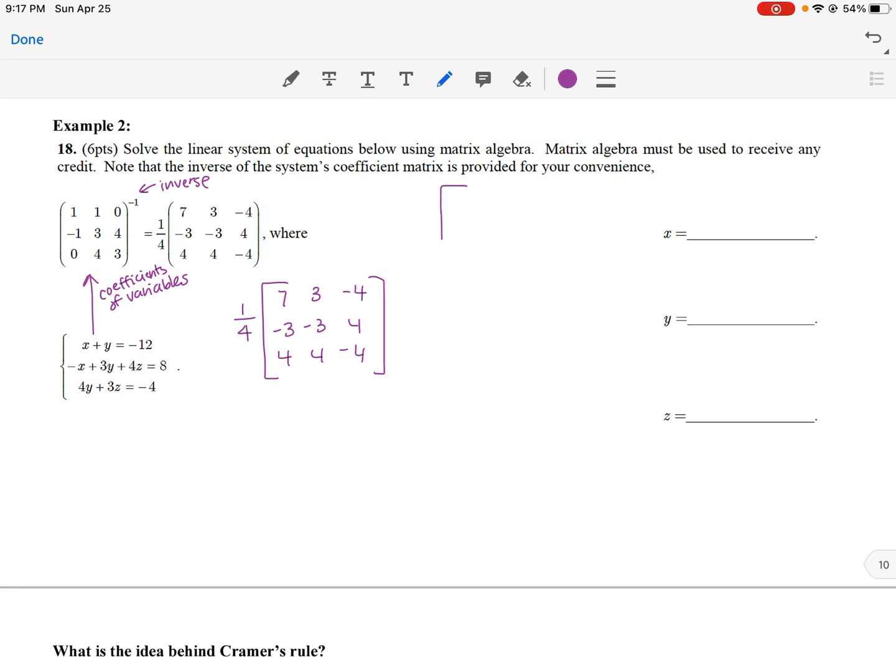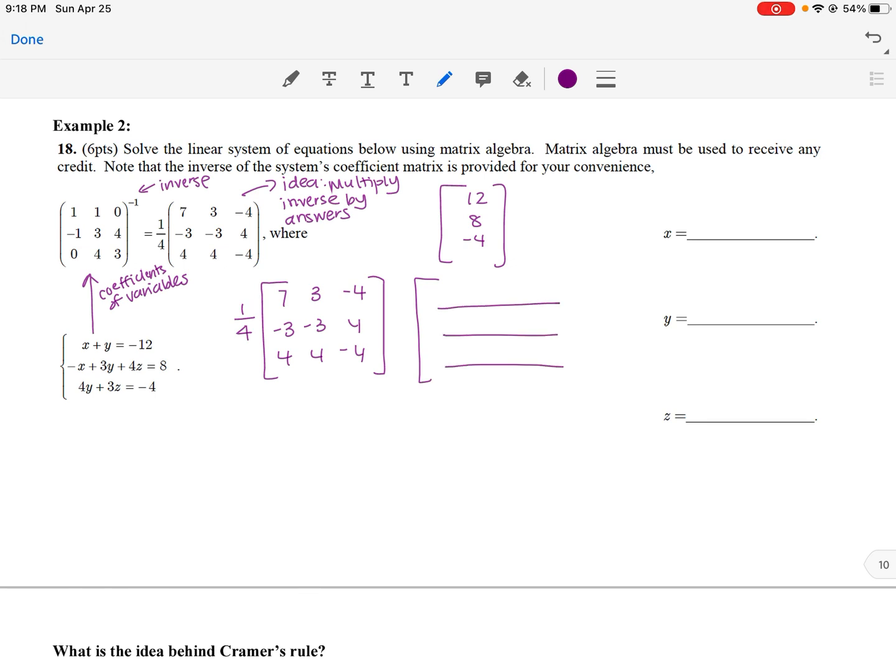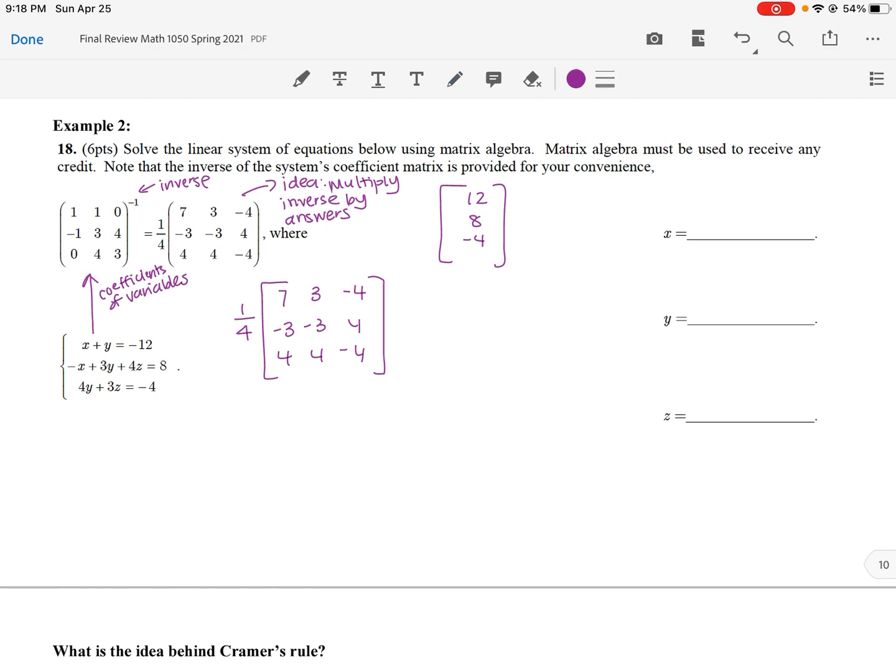And I think it helps some of you to have it up here. So we're going to multiply it times 12, 8, -4. So the idea here is to multiply the inverse by the answers, which is actually the matrix on the right, though. So just be a little careful there. So here we should have 3 rows and 1 column again.